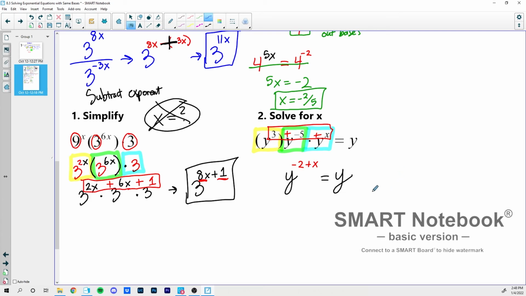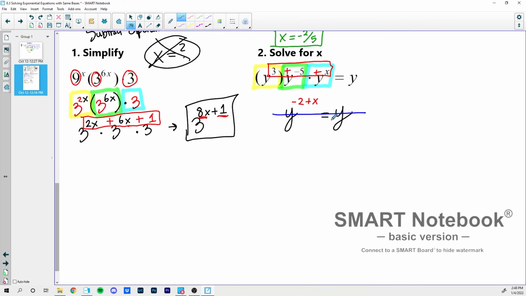Okay, so same base. Even if they're not numbers, y and y, they're the same base, so I can cross them out. And now I'm left with -2 plus x equals, and if you're thinking 1, that is correct, because since I don't have an exponent, my exponent would be 1, okay? Solve for that, and I end up adding 2 to both sides. To get x alone, I have to add 2. And I get x equals 3 as my final answer.